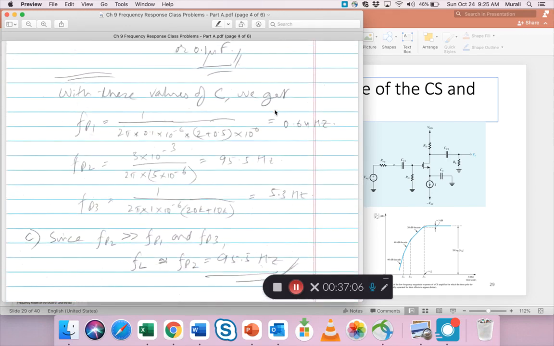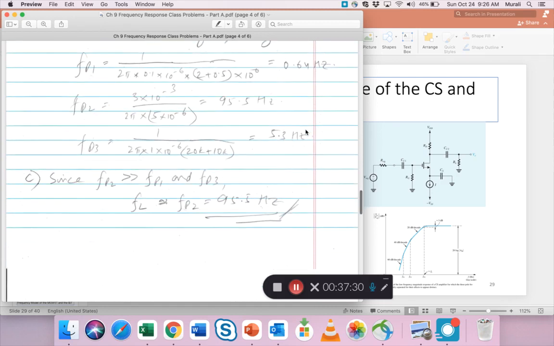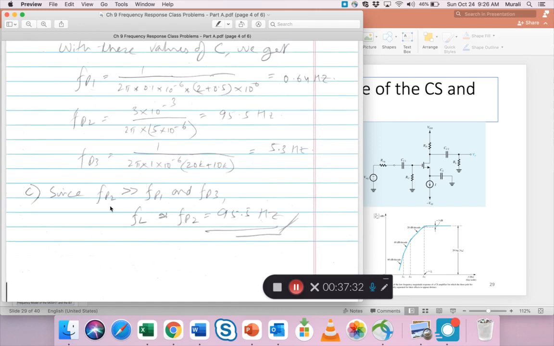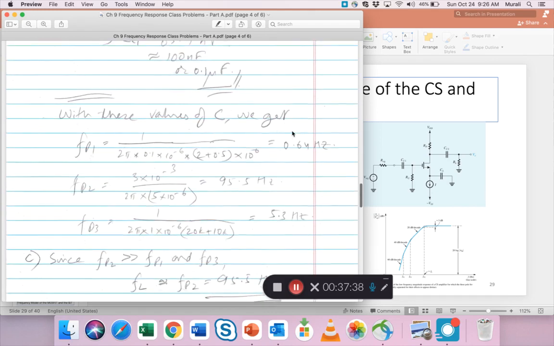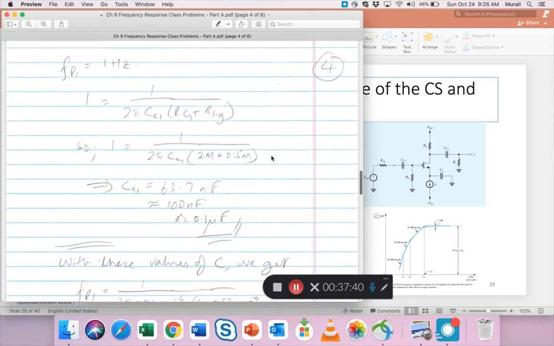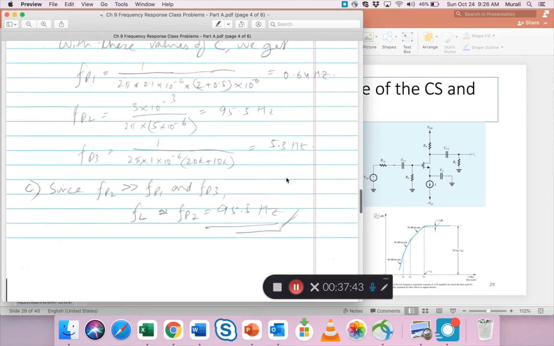So with the selected values of capacitor, we are running the numbers again for Fp1, Fp2, Fp3, and we are slightly off, right? This we want to be 100, now we have achieved 95.5, and the other two we want to be 10 and 1, so those are 5.3 and 0.64. Nevertheless, the rule is still satisfied that Fp2 is much greater than Fp1 and Fp3. Fp2 is 95, right? 95 is much higher than those.